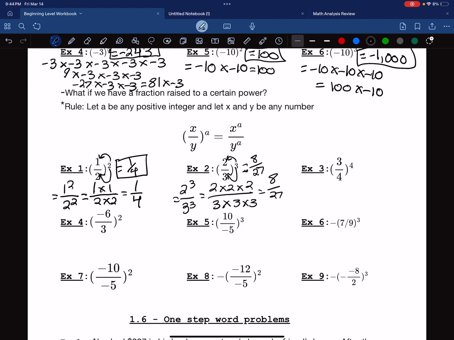Looking at example 3, we have 3/4 to the 4th power. So I encourage you to pause the video and try this on your own. And assuming you have given this a try, let's work through it together.